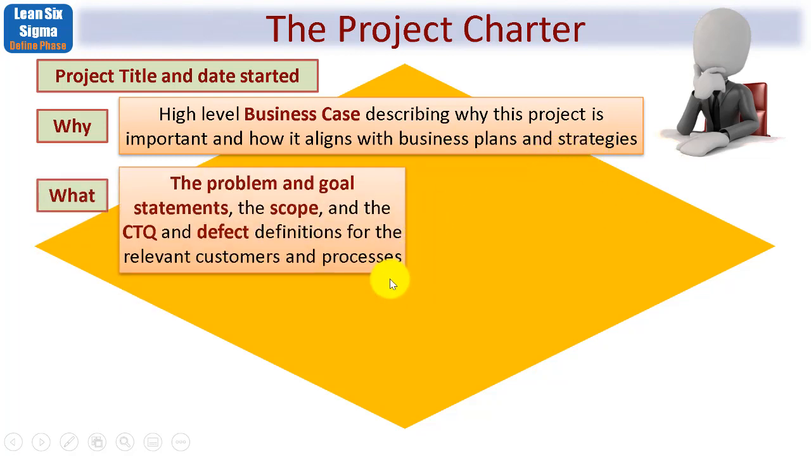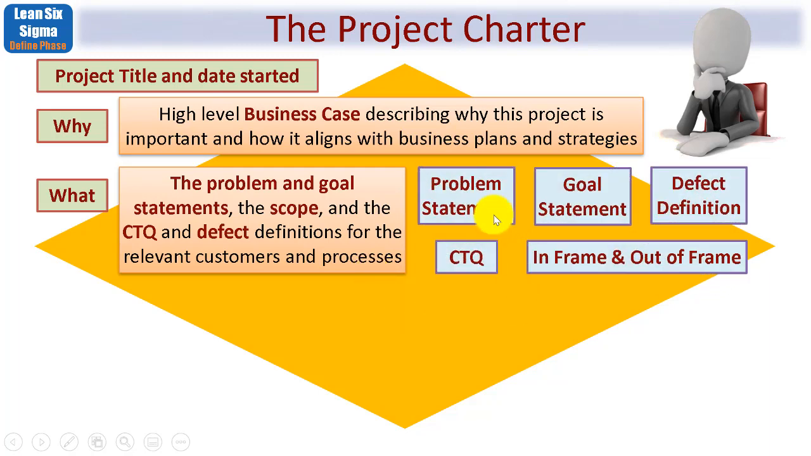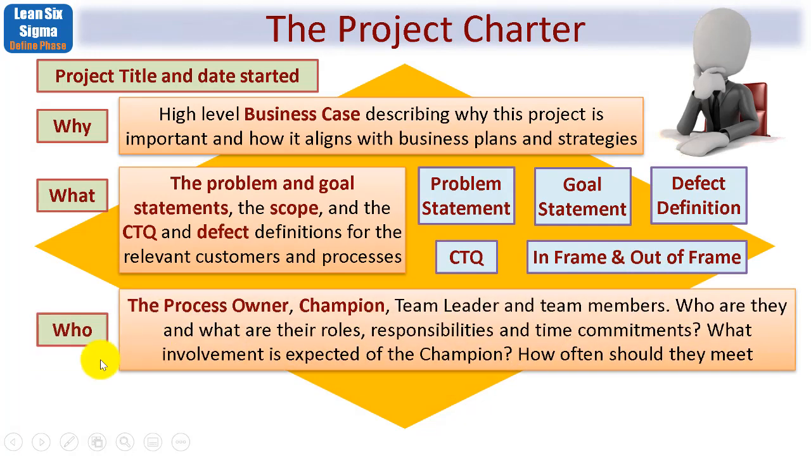Next up is the what. This is the problem statement and the goal statement. This includes the scope, what's in and what's out, and the critical to quality requirements and defect definitions. We covered that in the foundations, you recall, for the relevant customers and processes concerned. So we'll be looking at things like this, creating a problem statement, a goal statement, a definition of the defect or defects, the customer's critical to quality requirements, and scope, using something called in-frame and out-of-frame. More of that shortly.